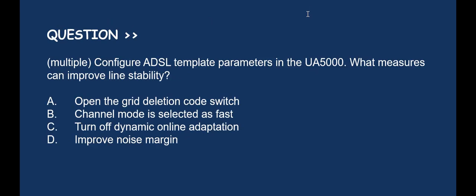Next one, configure ADSL template parameters in the UA5000. What measures can improve line stability? Option A, open the grid deletion code switch. Option B, channel mode is selected as fast. Option C, turn off dynamic online adaptation. Option D, improve noise margin. This is the test question. All you need to do is to answer it in the comment.